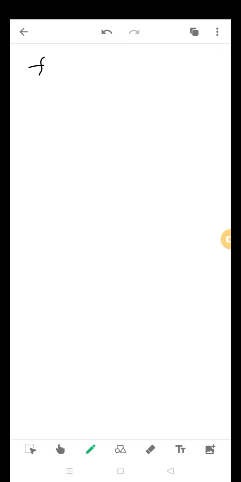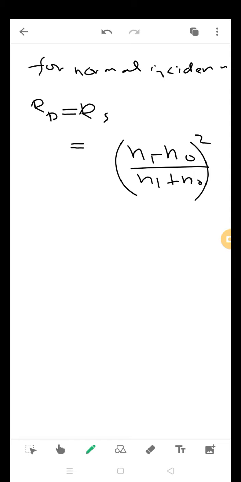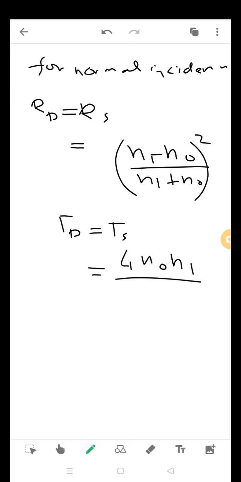Now for normal incidence, Rp will be equal to Rs, and it will be equal to n1 minus n0 divided by n1 plus n0, whole square, whereas Tp will be equal to Ts only for normal incidence, and it will be equal to 4 n0 n1 divided by n1 plus n0 whole square.